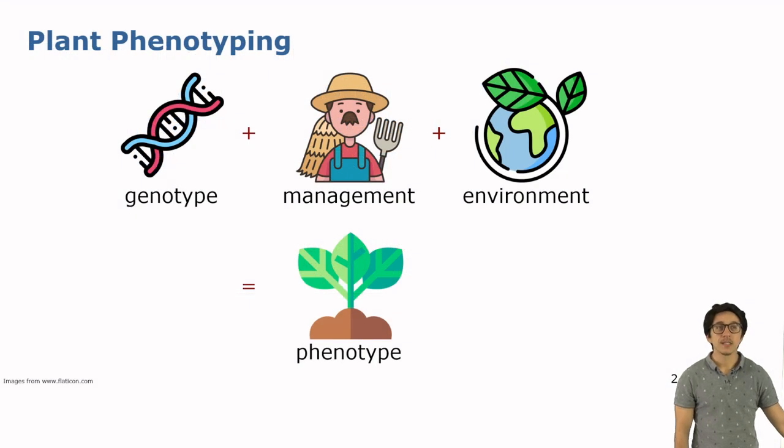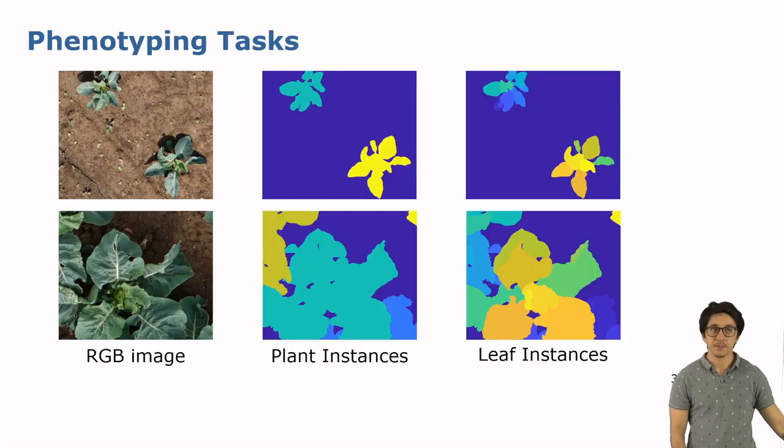Plant phenotyping is a central task in agriculture as it describes plants' growth stage, development, and other relevant quantities. Phenotyping is the result of the interaction between the genotype of the plant, human management of the fields, and the field environment. Robots can help automate phenotyping by estimating plant traits, such as the number of leaves, leaf area, and the plant size.